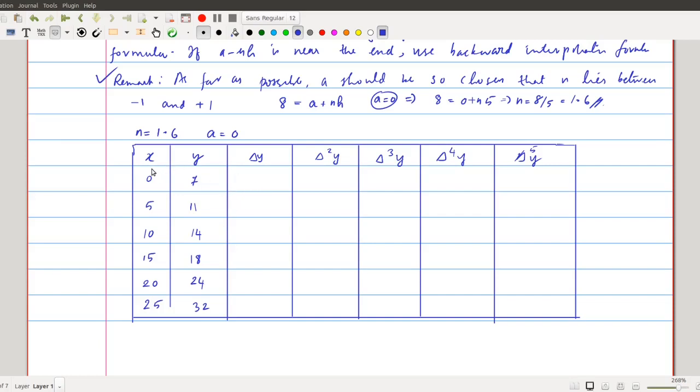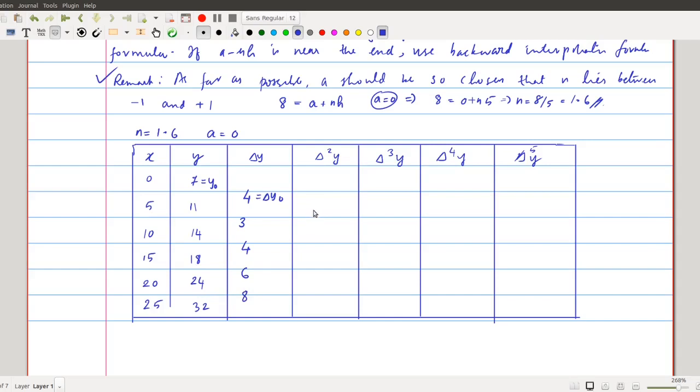To evaluate this f of 8, you first complete this table. So these are the x values and these are y values. First we evaluate delta y. So this is our y0, and this is delta y0, that is y1 minus y0, and delta y1 will be y2 minus y1, so that will give 3, and here we have 18 minus 14, that is 4, 24 minus 18, that is 6, and 32 minus 24, that is 8.